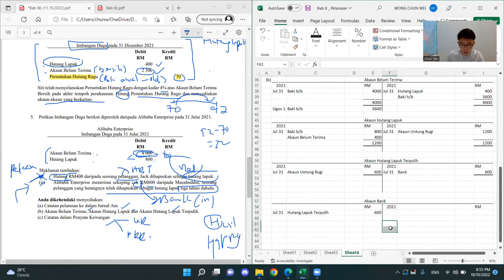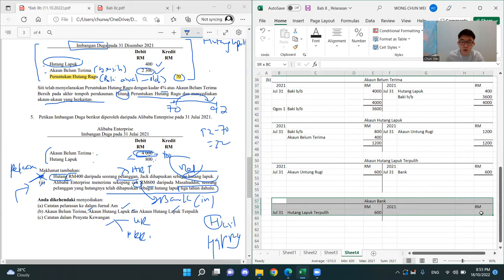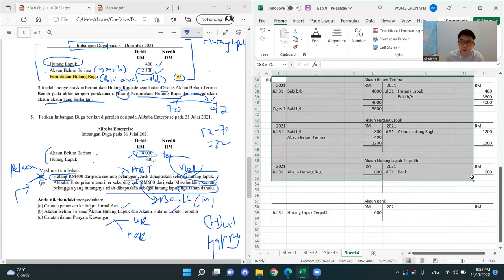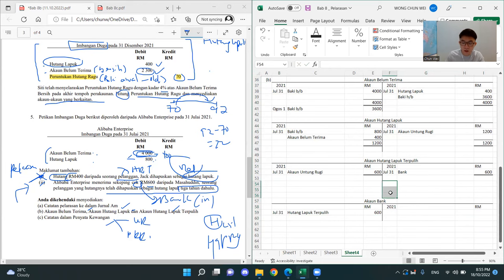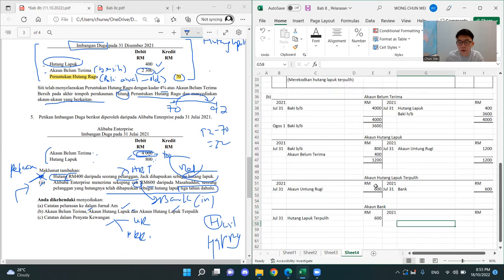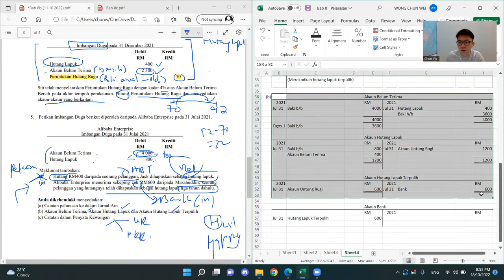Because this one I just show you why is it credit here, because if you have to do account bank, it is actually on the debit side, all right? But then this is not required by the question. Okay, only these three accounts we have to do based on the question. All right, so let me clean this up a bit. Okay, so from here, this is done already.